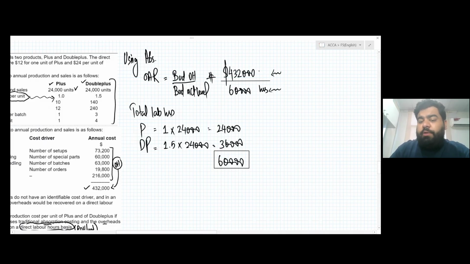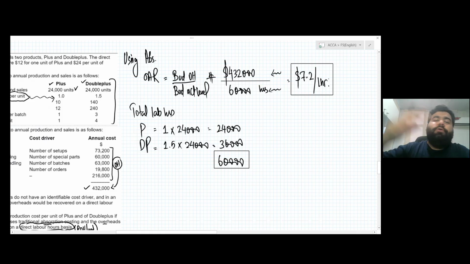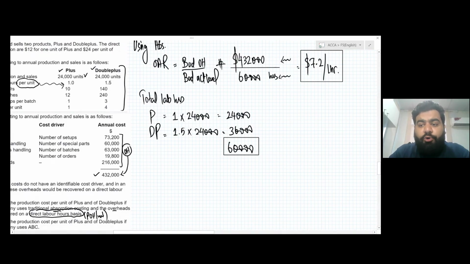So OAR will be 432,000 divided by 60,000, that is $7.2 per labor hour. This is the OAR under the concept of absorption costing, not ABC, because in ABC we have to calculate a lot of OARs according to the bases given in the question. So here, complete overheads divided by the total base, and the answer is $7.2 per labor hour.